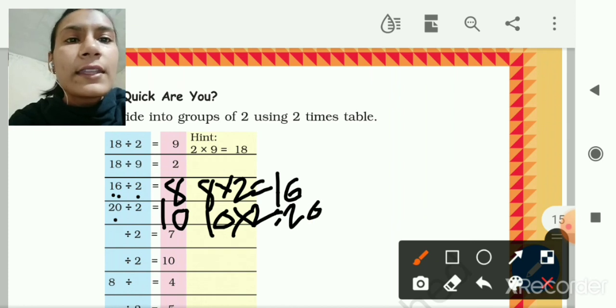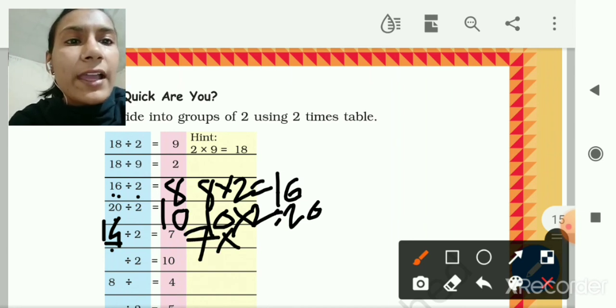Then dash divided by 2 is equal to 7. So here which number will come? So here 14 will come. 14 divided by 2 is equal to 7. 7 plus 7 is equal to how many? 14. So here you can write 7 multiplied by 2 is equal to 14.